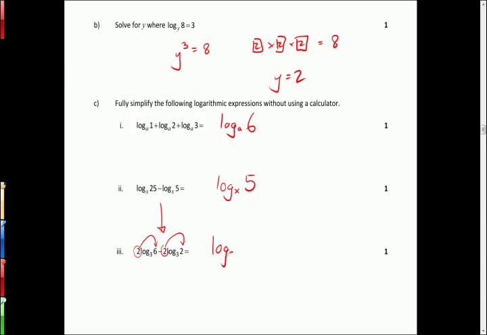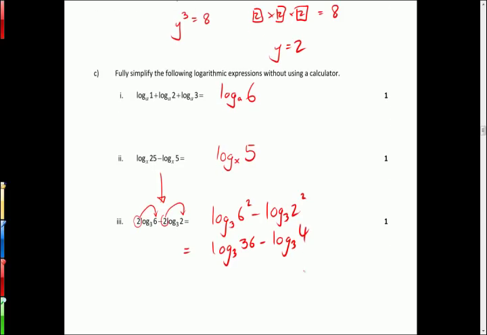So it becomes log 3 of 6 squared minus log 3 of 2 squared, which is the same as log 3 of, well, 6 squared is 36, minus log 3 of, well, 2 squared is 4. We've now got ourselves a question like II, which has got no numbers interfering at the front. A minus just becomes a division. They're both log 3, so it becomes log 3 of 36 divided by 4, which is a 9.